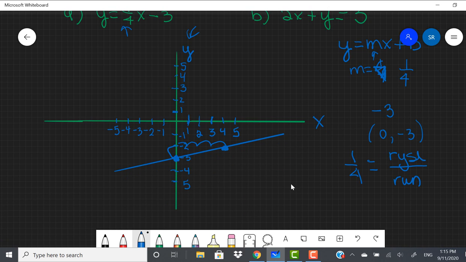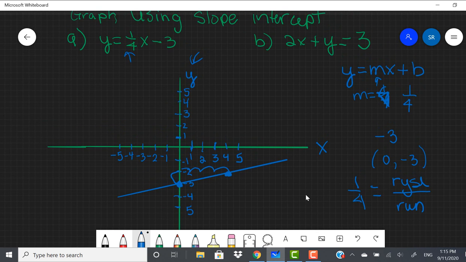And there you go. There is y equals 1/4 x minus 3. There is my line. I'm going to go ahead and put arrows on the ends. We know it goes on forever. So there's the first one right there.